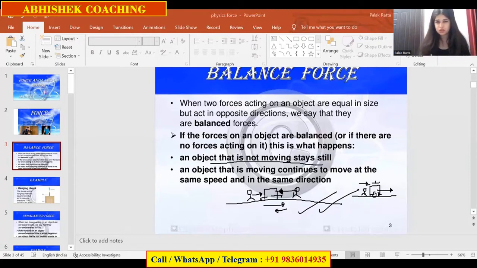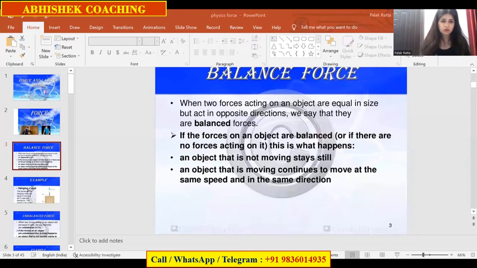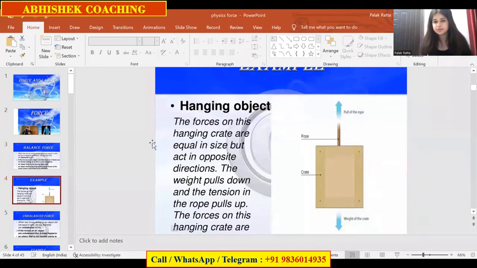This is the only thing. And next, the example of balanced forces is a hanging object. If I hang something from a string, it will hang like that. If I drop an object from above, it will fall to the ground due to gravitational force.